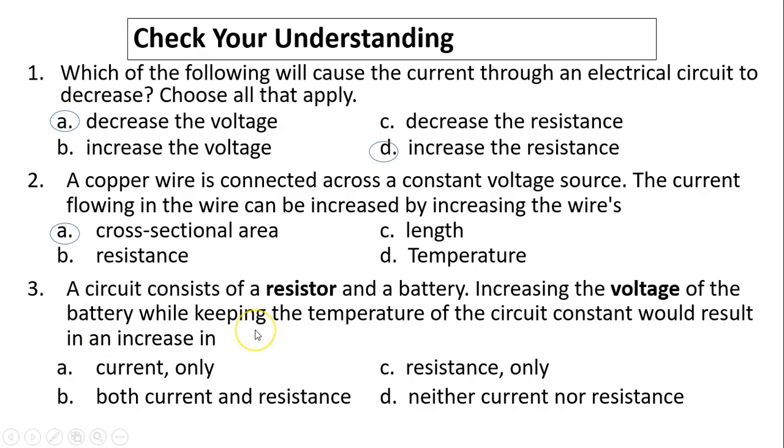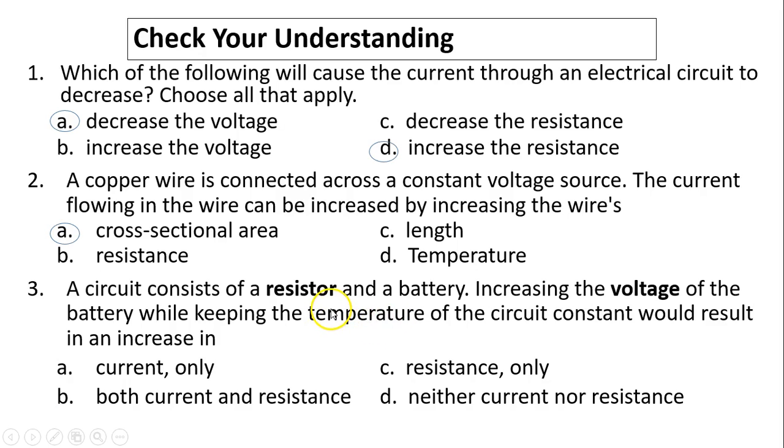Next one, a circuit consists of a resistor and a battery. Increasing the voltage of the battery while keeping the temperature of the circuit constant would result in increasing what? You see this key, the temperature. Remember, the resistance is affected by the temperature. So if the temperature is not changing, that means resistance doesn't change.